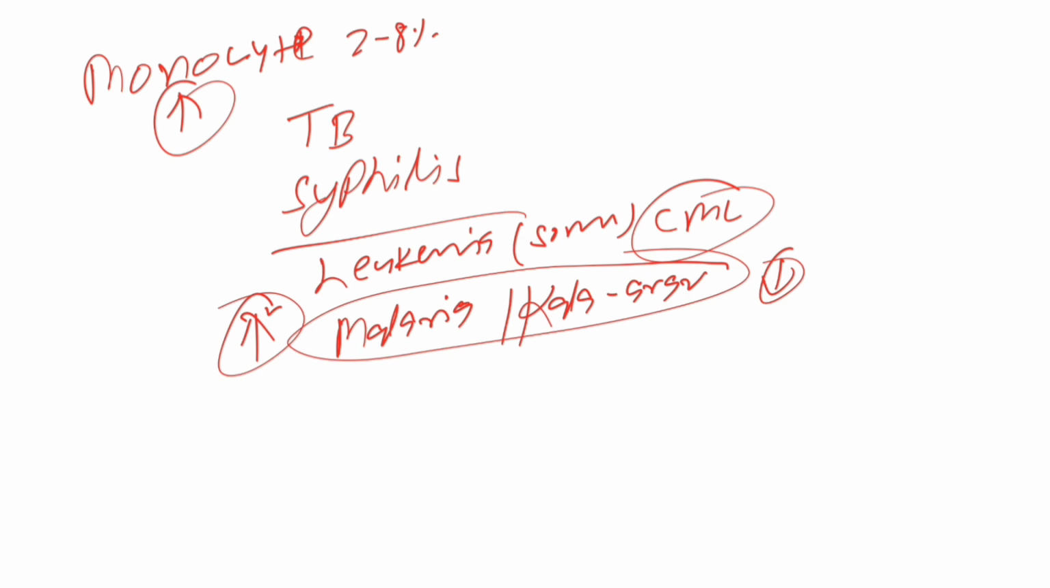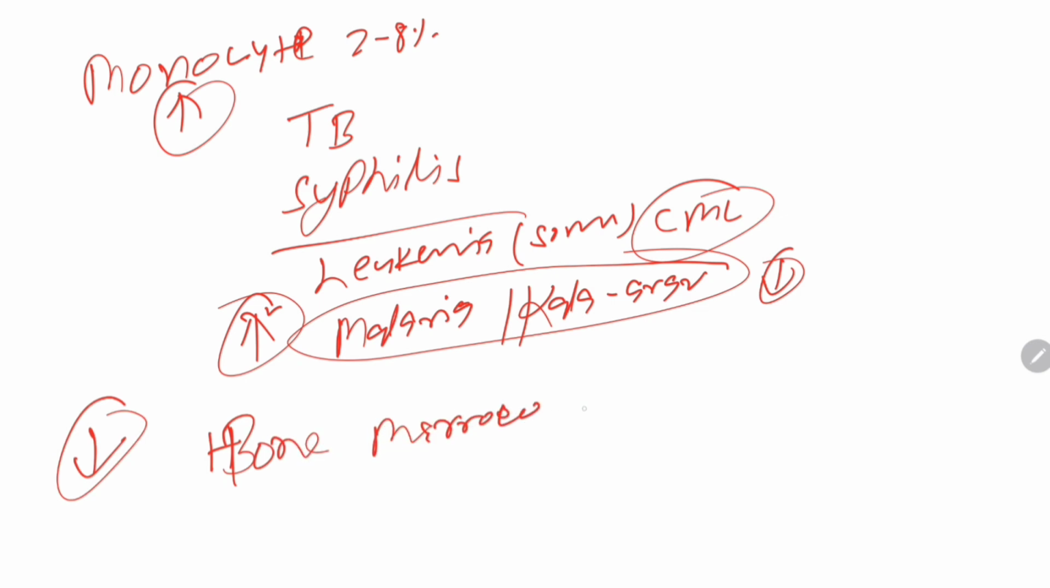And decreased monocyte count, obviously in hypoplastic bone marrow. So the decreased count is in hypoplastic bone marrow, or we can say bone marrow is not working properly. So up to this, I think everything is clear. If something is left, we'll discuss it in the theory part.